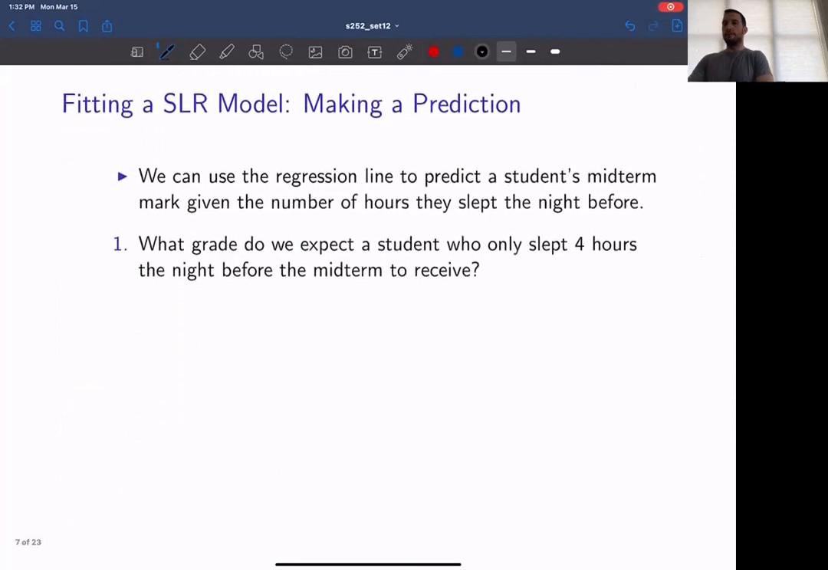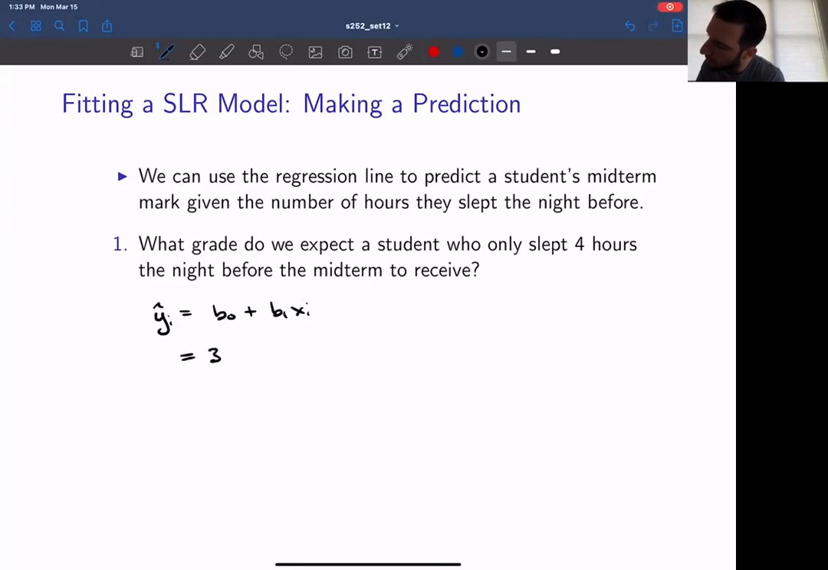Right, so one of the main ways that we use a regression line is to make a prediction. Now, a prediction using a regression line is actually a very straightforward process. You take a value of X that you're interested in studying and you plug it into the line. So for example, what grade do we expect a student who only slept 4 hours the night before the midterm to receive? So we have yi hat is equal to B0 plus B1 xi.